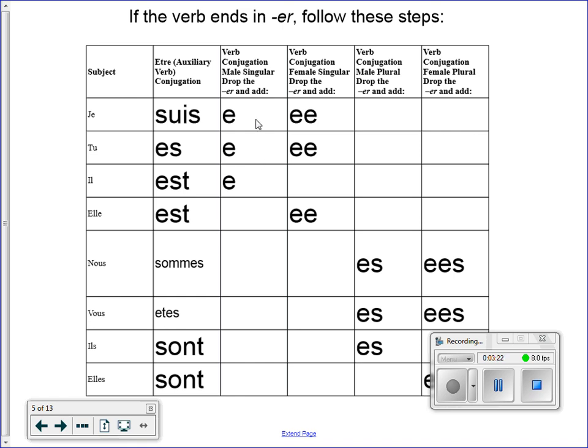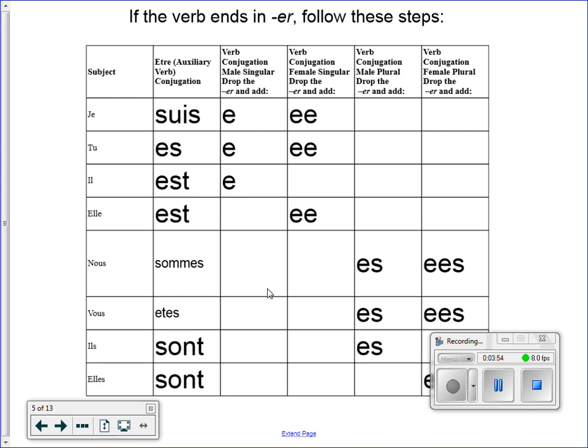Now in the case of feminine singular subjects, je, tu, and elle all apply. So to show that it's feminine and singular, the er at the end of the main verb would change to a double e. And you'll notice here that I've left these slots blank because nous, vous, ils, and elles are all plural subjects. So they don't apply to these first 2 columns.